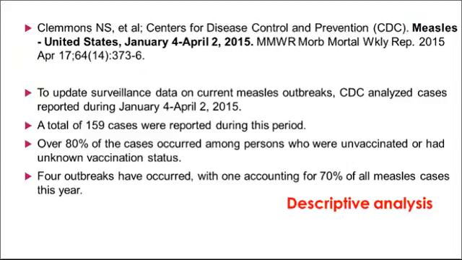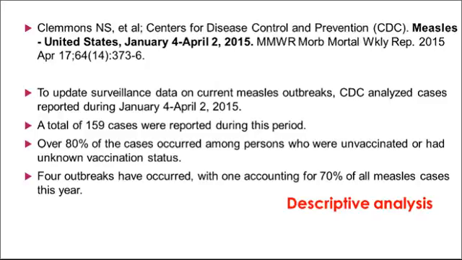This cross-sectional study is looking at measles in the United States in 2015. This is in the Morbidity and Mortality Weekly Report and was created by the CDC. So the purpose of the study was to update surveillance data on current measles outbreak. And they looked at as many reportable cases of measles that they had. And what they found was that during that time period, they had 159 cases.